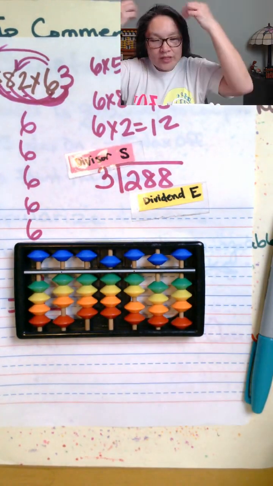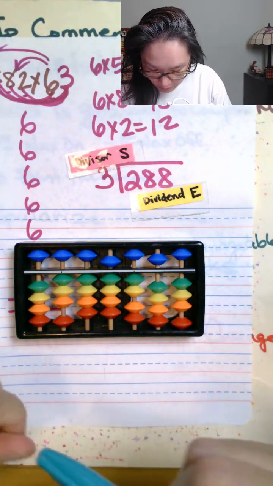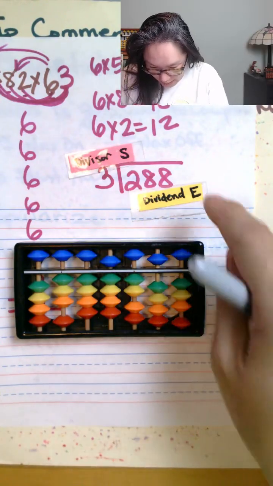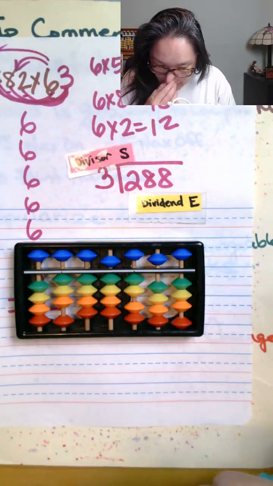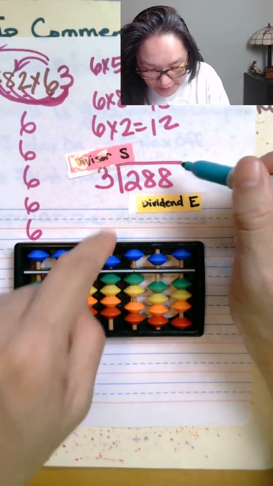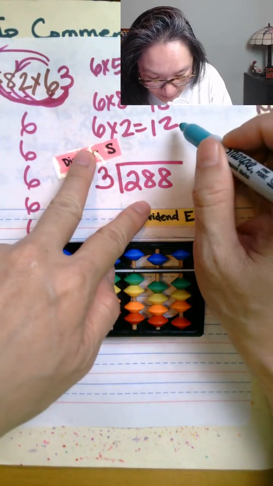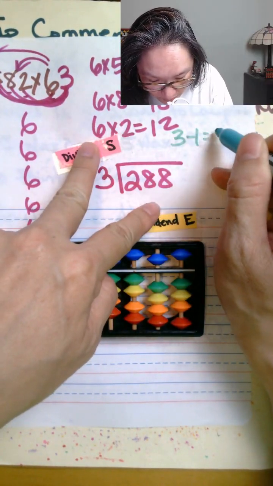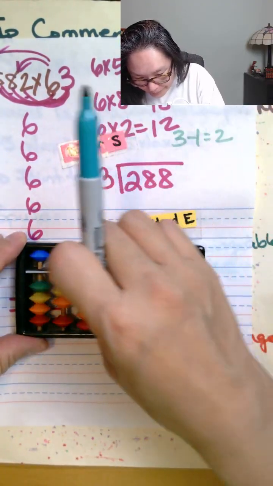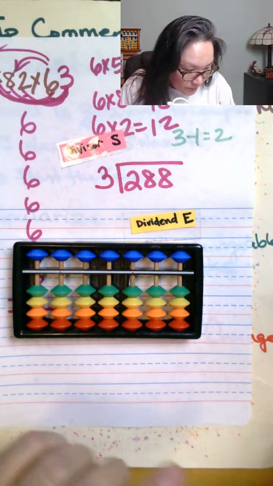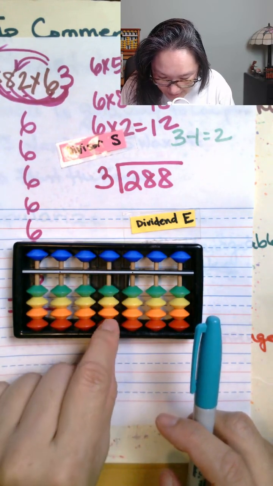So the first thing we're going to do is find our starting point. To find our starting point, we take away the divisor's digits from the dividend's. We have 3 digits in the dividend and 1 digit in the divisor. So that means 3 take away 1 is equal to 2. So our answer will be in column 2. This is where our answer will sit.